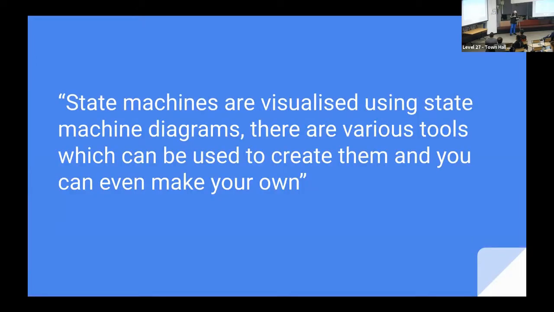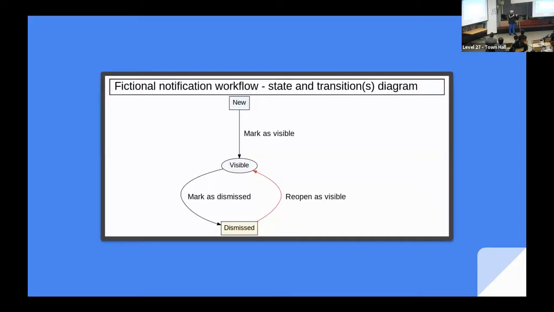Okay, so state machines, as I mentioned, are visualized using state machine diagrams and various tools which can be used to create them, and you can even make your own. This is an example of a state machine diagram. What you can see here is that we've got a starting point where something is new, and then based on a transition where it's perhaps being marked as visible. What is this thing, by the way? It's a fictional notification workflow.